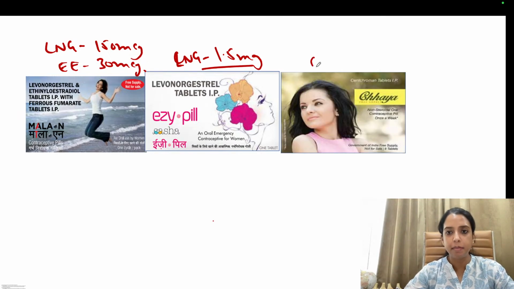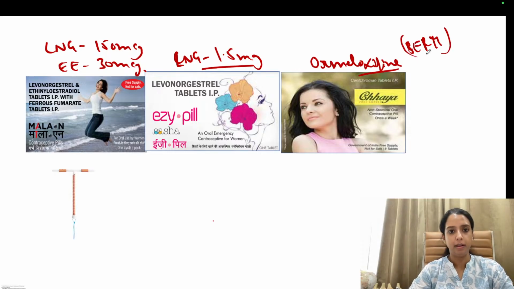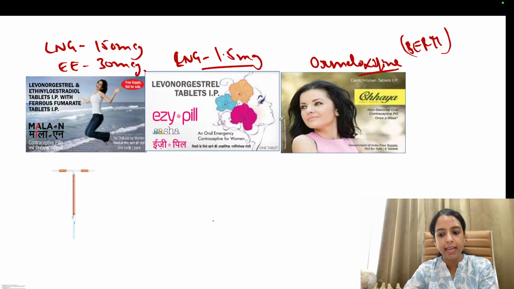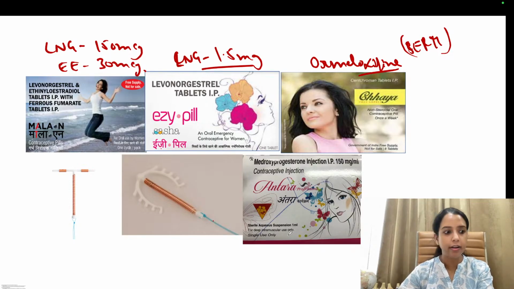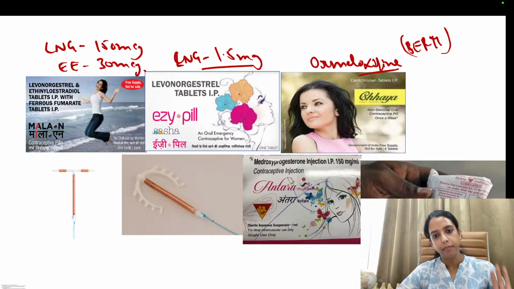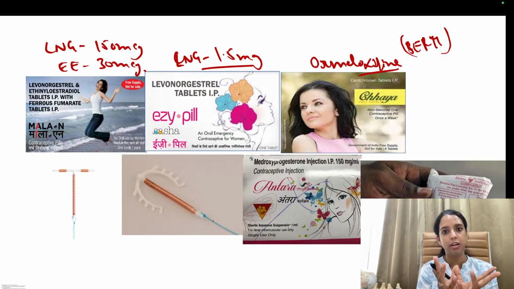छाया हमने पढ़ा है अभी. It is non-steroidal ormeloxifene. Ormeloxifene क्या होता है? Selective estrogen receptor modulator. Once a week pill. Copper T 380A and multiload Copper T 375, they are available free of cost. Antara contraceptive IM injection is available free of cost, and condom. So these 7 methods are there in a family planning basket of ours. ठीक है? इनके बारे में you have to know all the details. ठीक है?